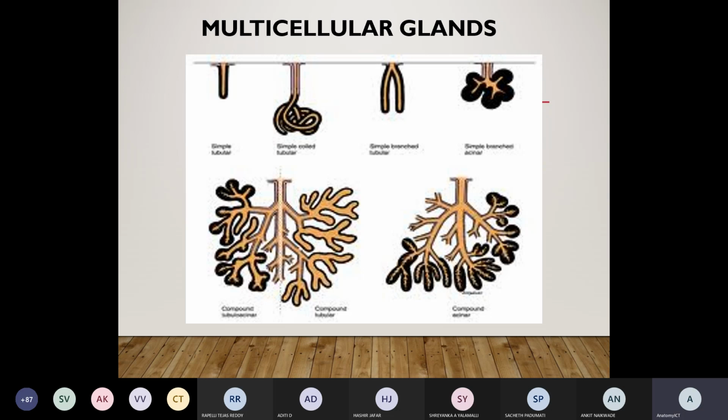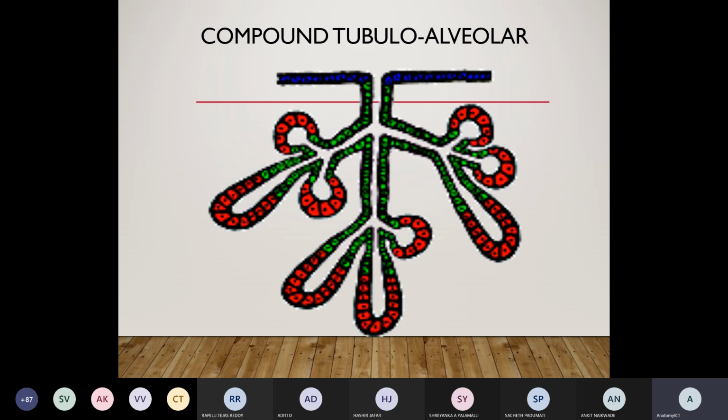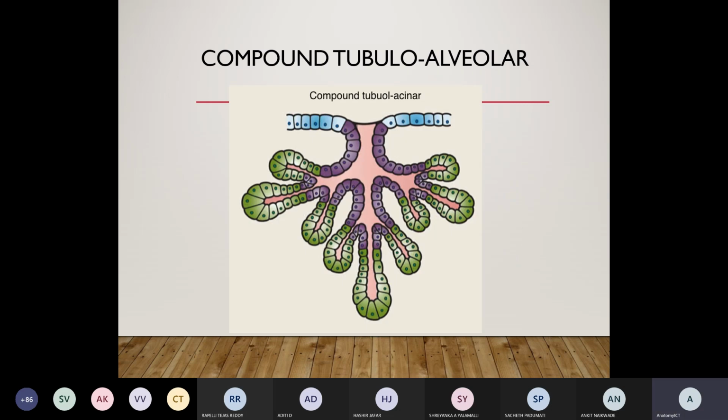Now when we move to the multicellular glands, this is another photo I am showing you here. And this is the compound tubulo-alveolar gland. Compound means there are multiple tubules and multiple alveolar sacs connecting to the same tubule, right. Tubulo-alveolar means it is tubular as well as alveolar sacs. So this is the best example of a compound tubulo-alveolar gland, with its alveoli and sacs.